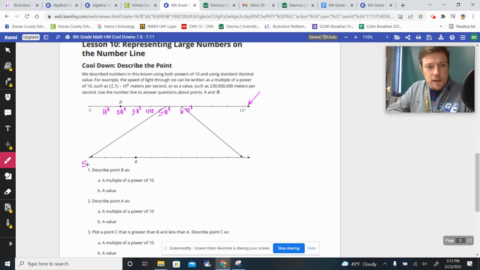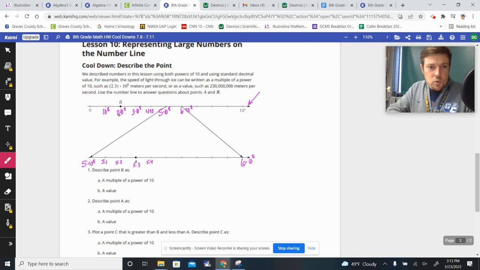So if this is 5 times 10 to the eighth, and this is 6 times 10 to the eighth, we're breaking this down into tenths within the whole 5 and 6. So this would be 5.1 times 10 to the 8th, 5.2, A is at 5.3, 5.4, and so on and so forth. So describe point B, which is up here, as a power of 10.